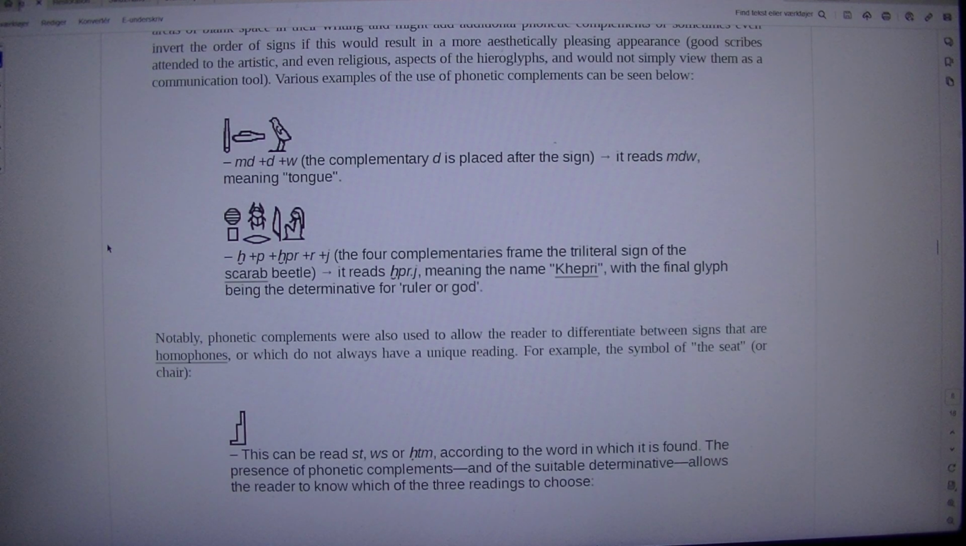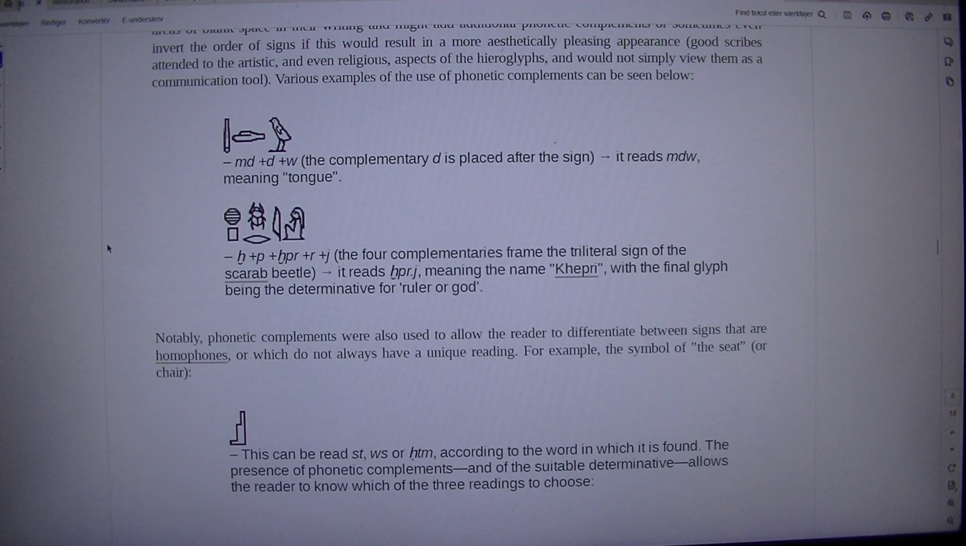S43, D, W: MD and D and W. The complementary D is placed after the sign. It reads MDW, meaning tongue. X, P, XPR, R, I: A40. And P plus PR plus R and I. The 4 complementaries frame the triliteral sign of the scarab beetle. It reads XPR.I, meaning the name Khepri, with the final glyph being the determinative for ruler or god.